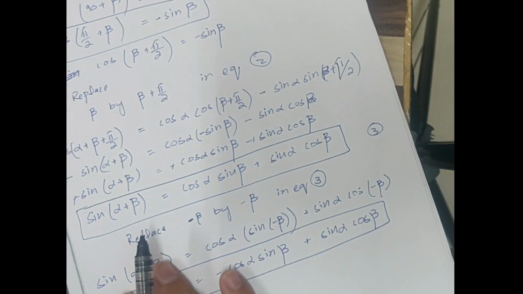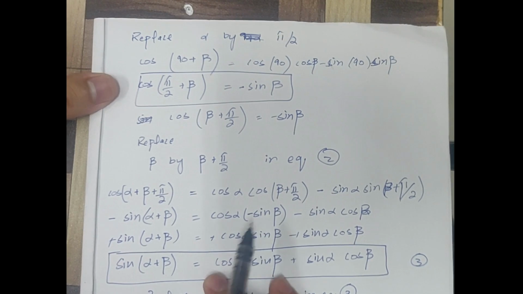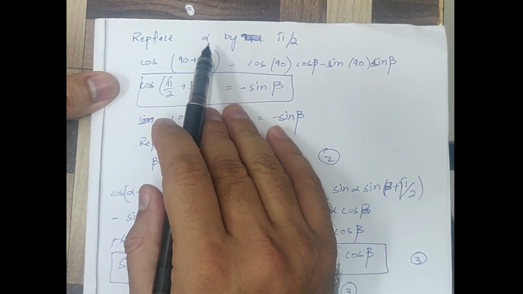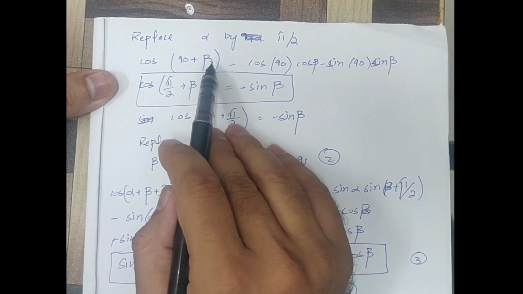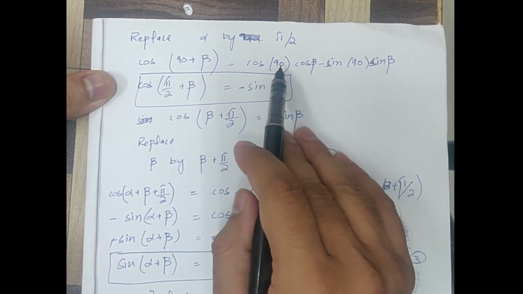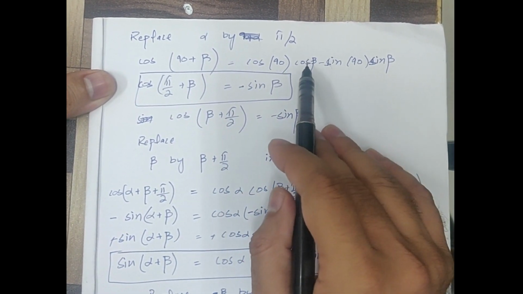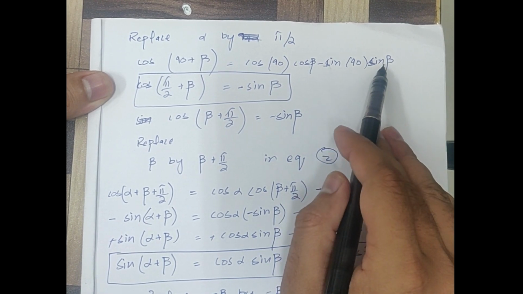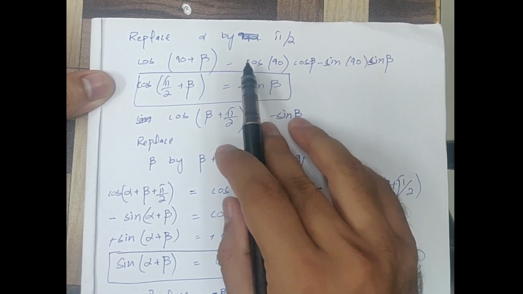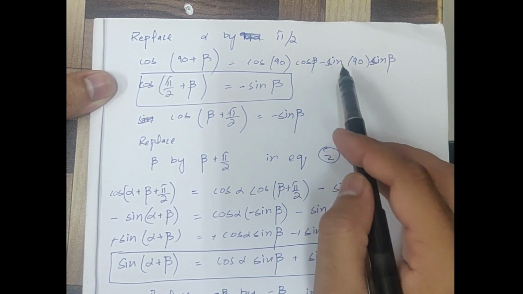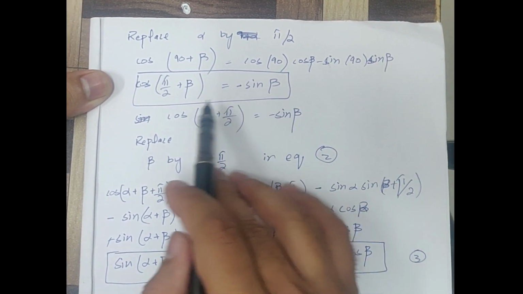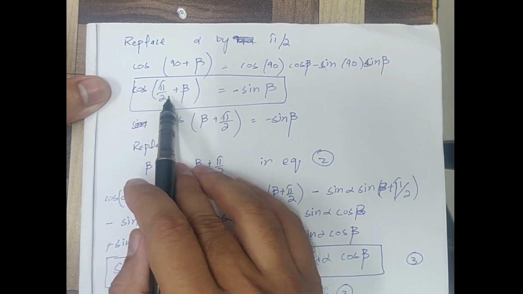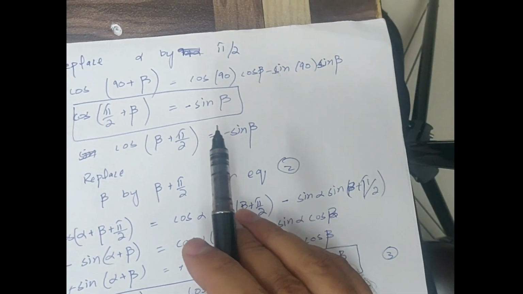Now let's make another iteration from this formula. If we replace alpha by pi by 2, we will get something like this: cos 90 plus beta is equal to cos 90 cos beta minus sine 90 sine beta. We know that cos 90 is equal to 0, so this expression will become 0, and sine 90 is equal to 1, so this will leave us with minus sine beta. So cos pi by 2 plus beta is equal to minus sine beta.